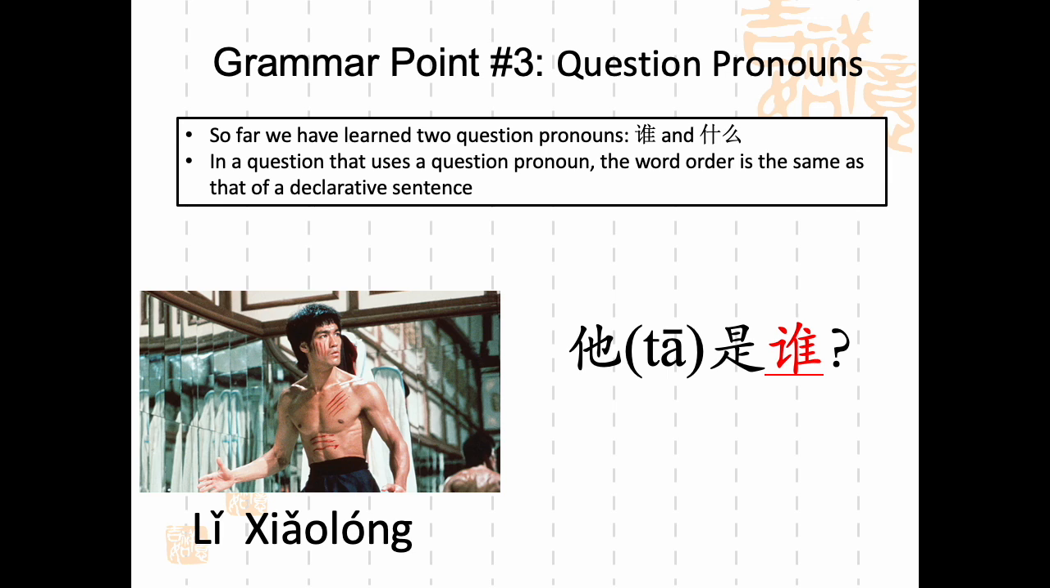他是谁? Right? Who is he? And you would respond by saying 他是李小龙. And hopefully you're noticing something here, that when the question is asked, like this question is on the slide, 他是谁? He is who? The answer, all you're doing for the answer there is you're filling in the question pronoun with the answer. 他是李小龙. Let's look at one more example.